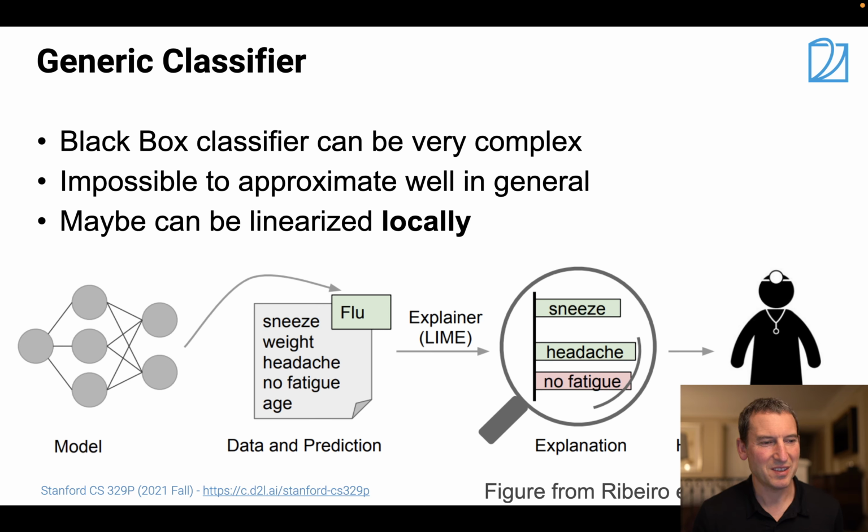And in general, it's mission impossible to approximate it well. But the idea is that even if you have some very complicated function, you can quite conceivably approximate it linearly, locally. So we have our model, it gives us some predictor, and then we would like to get an explanation. For instance, if the model says you have flu, then maybe the fact that you're sneezing and have a headache and you do have fatigue or are not fatigued. And then in the end, of course, the human is supposed to make a decision, but we're mostly concerned with the first three steps here.